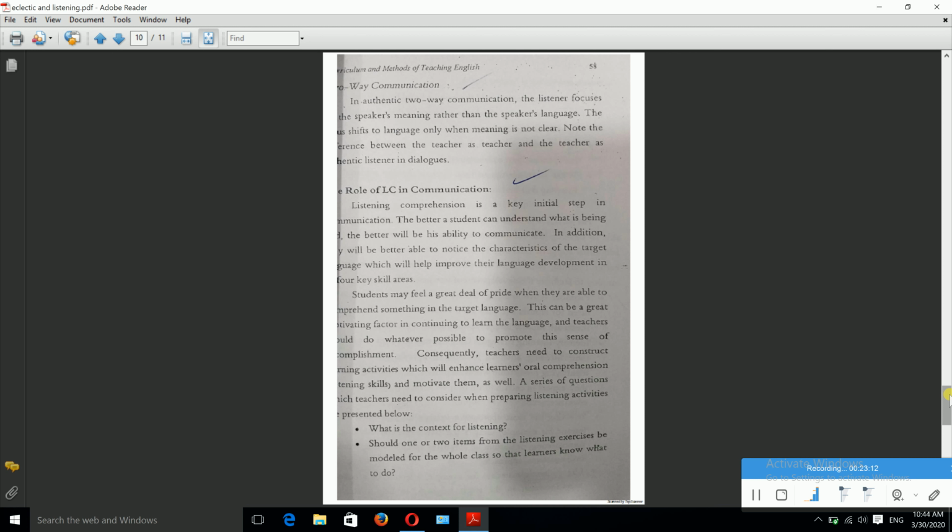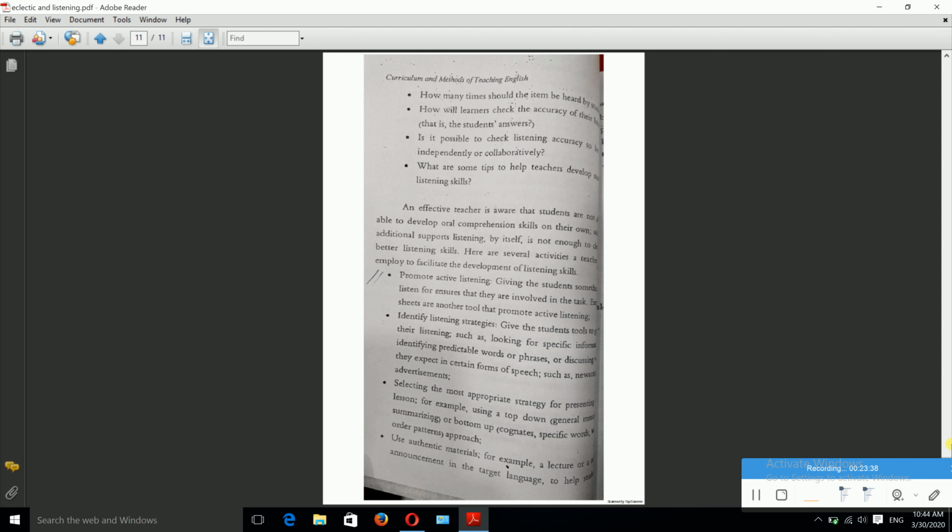Consequently, teachers need to construct learning activities which will enhance learners' oral comprehension, listening skills, and motivate them, as well as a series of questions which teachers need to consider when preparing listening activities are presented below. What is the context for listening? Should one or two items from the listening exercises be modeled for the whole class so that learners know what to do?